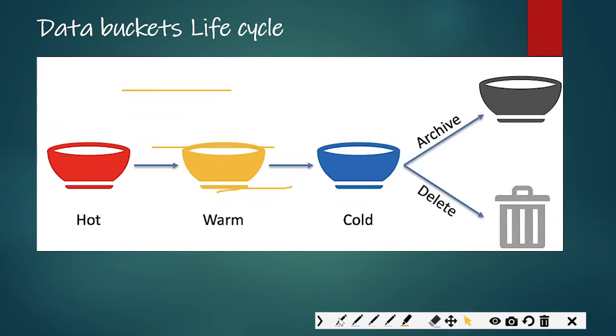So these are the buckets basically. Let me clear this. These are the data buckets, and we are also looking at the life cycle of these buckets. A hot bucket is where your live data which is getting ingested is written, or stored. So for example, 24 hours of data will be stored here, and once this duration is completed, your data might get rolled from the hot bucket to the warm bucket.